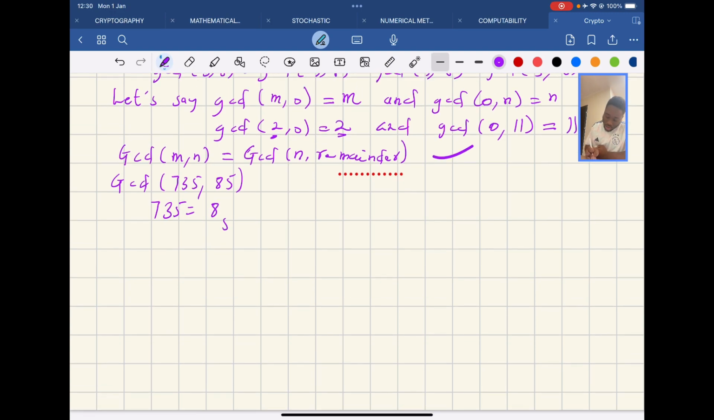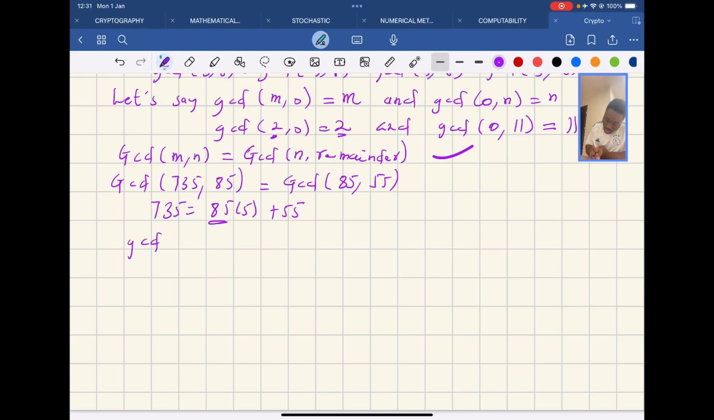So if you want to use the remainder formula, we can see that 735 is equal to 85 times 5 plus the remainder. In this case, 735 is the dividend, and the divisor is 85. So 85 times 5 plus a certain remainder. This means that the GCD of 735 and 85 is the same as the GCD of n, which is now the second part, 85, and the remainder, which is 55. So you see, now we have this.